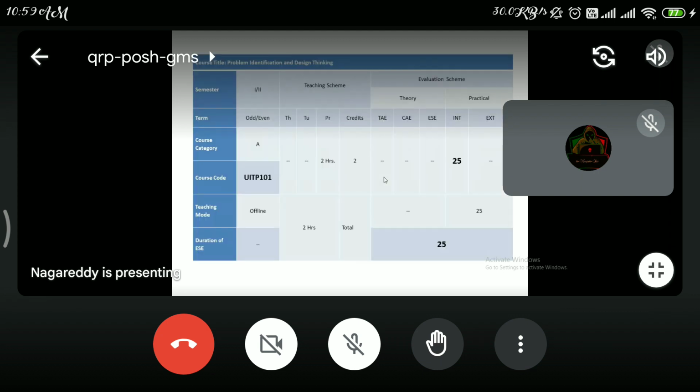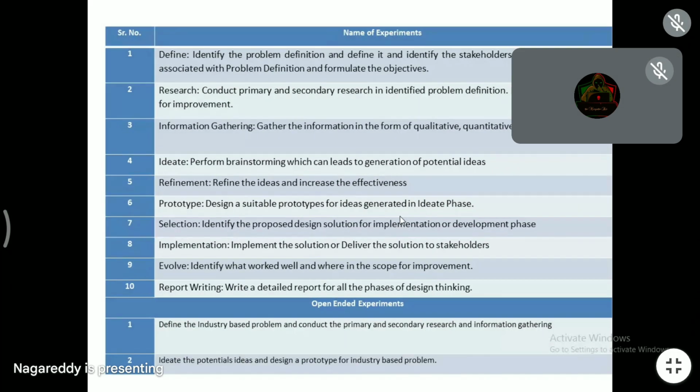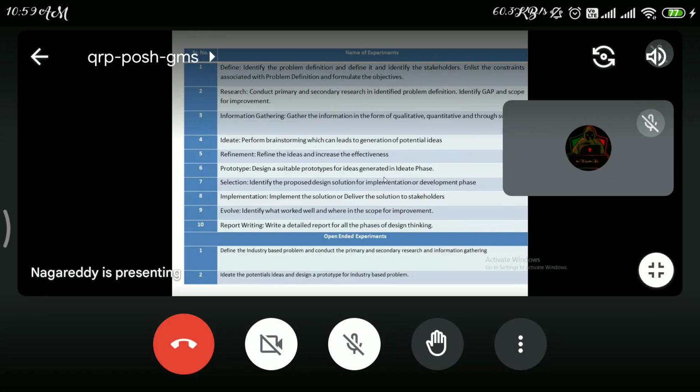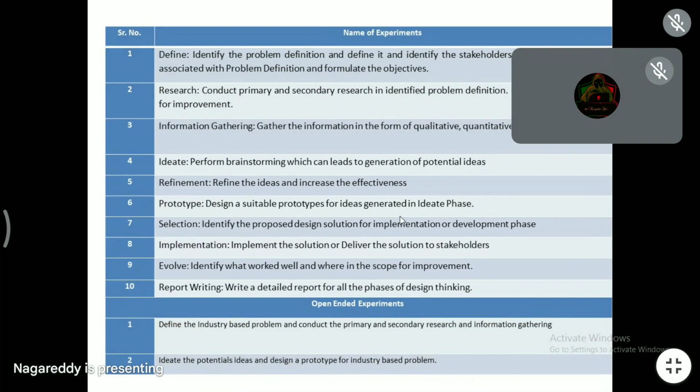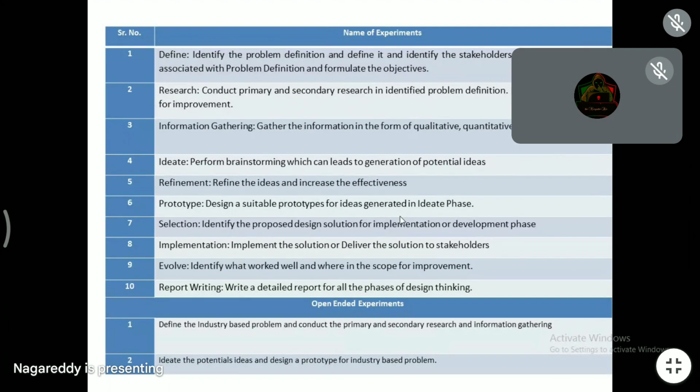Okay, this is about your course content. These are the list of experiments which are to be performed or conducted. We are going to perform those experiments. First, identify the problem definition and define it. Identify the stakeholders. Enlist the constraints associated with the problem definition and formulation of the problems. Okay, the first step is to analyze a problem.